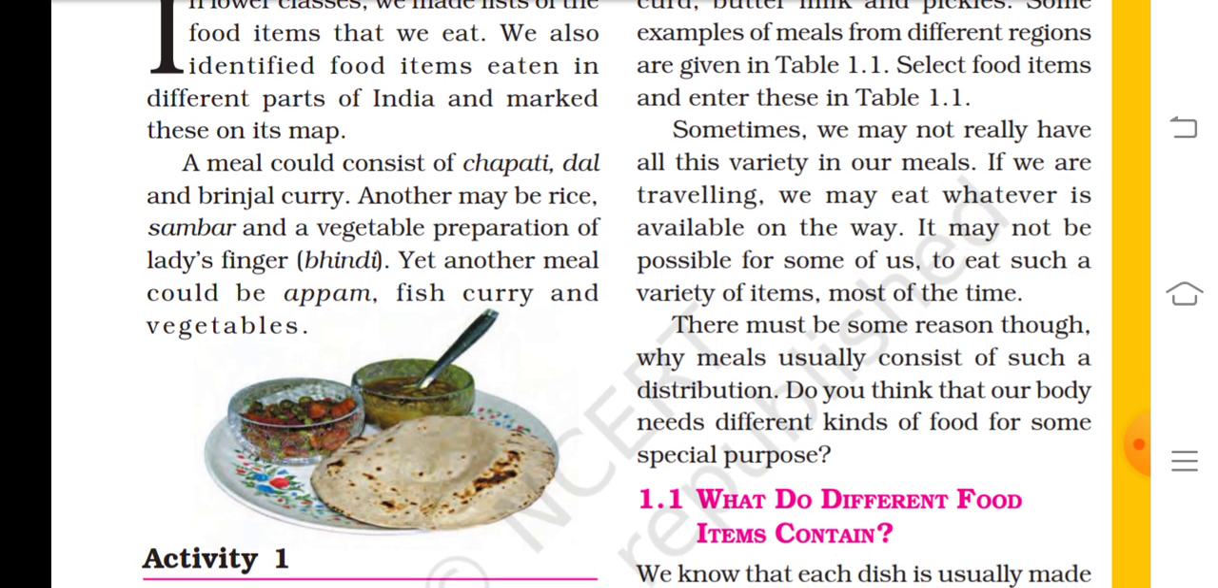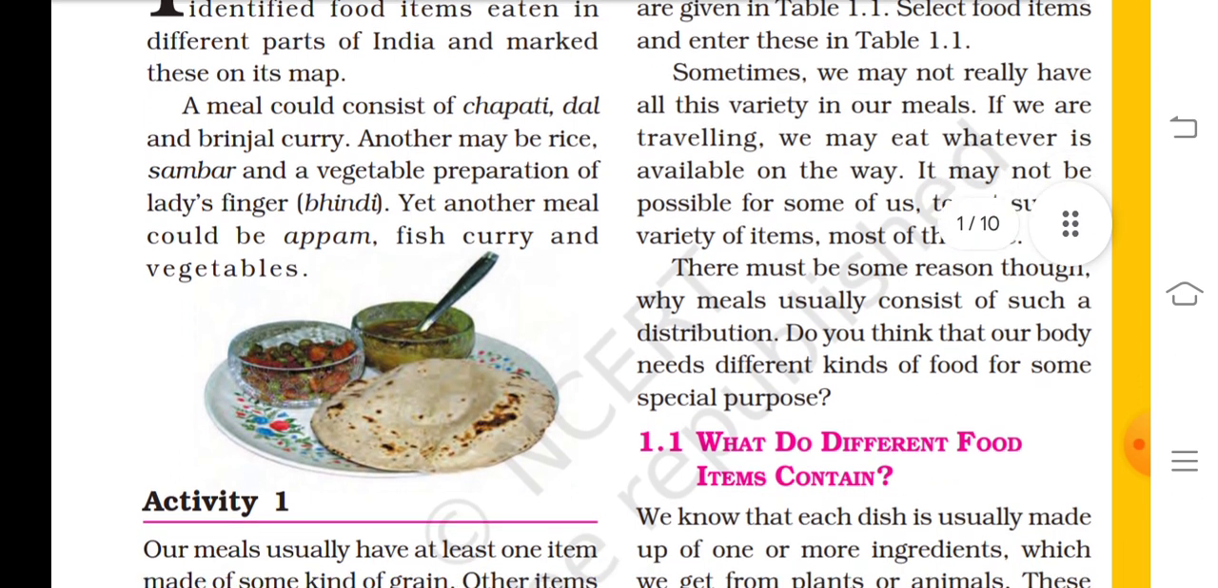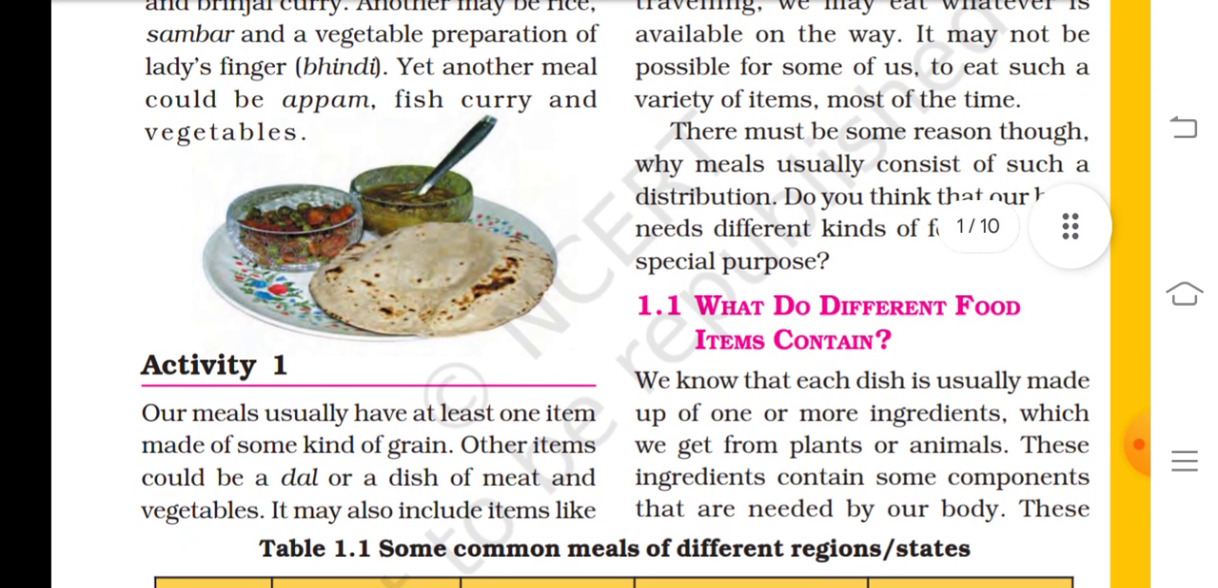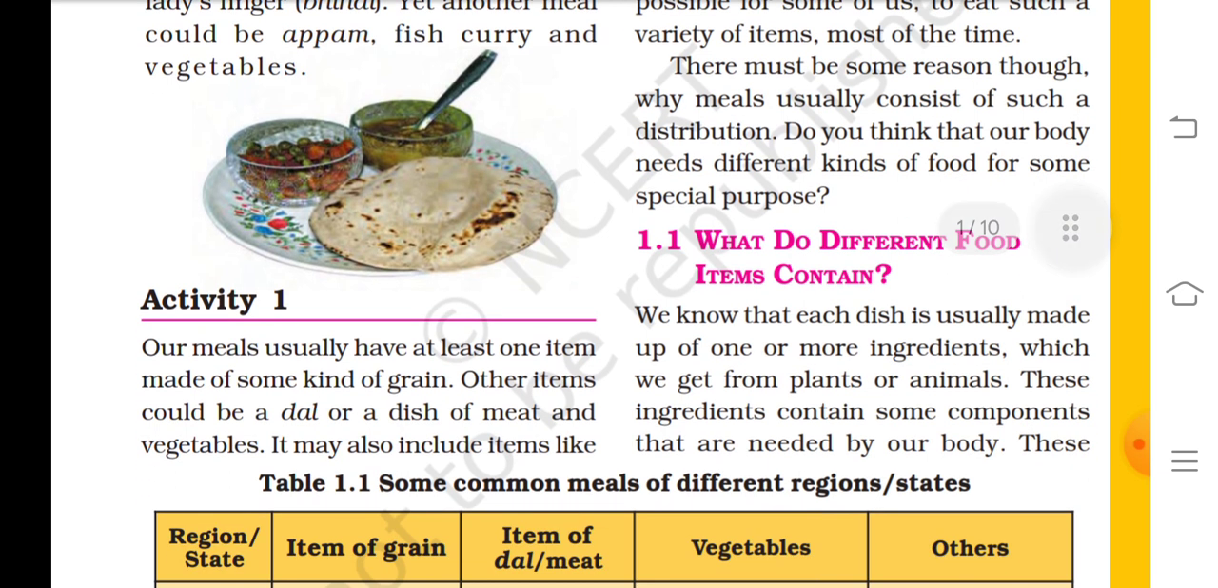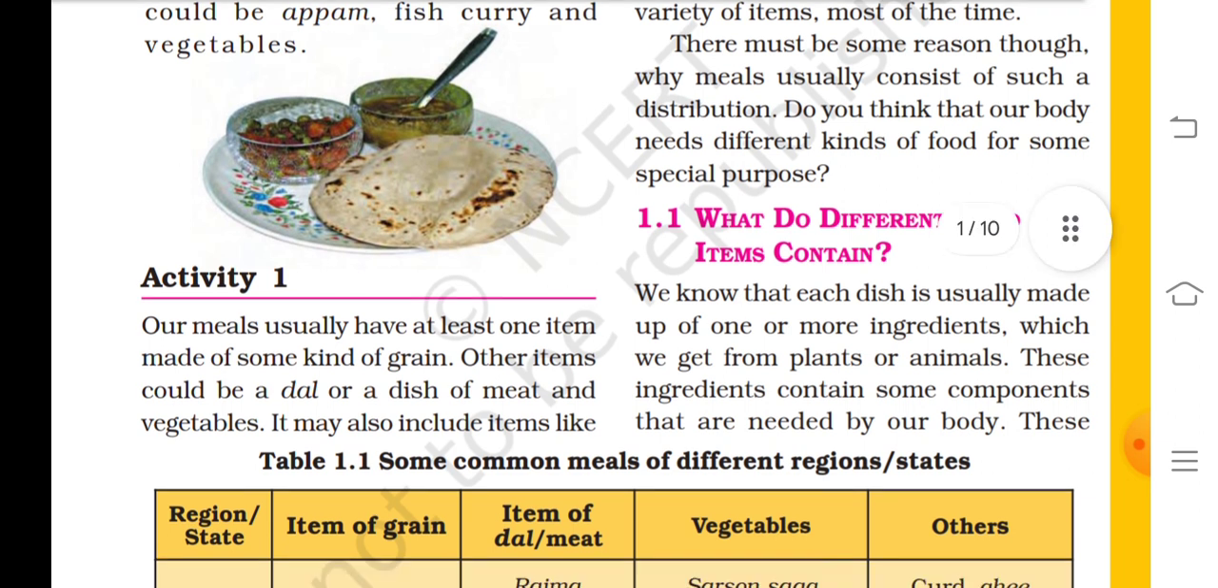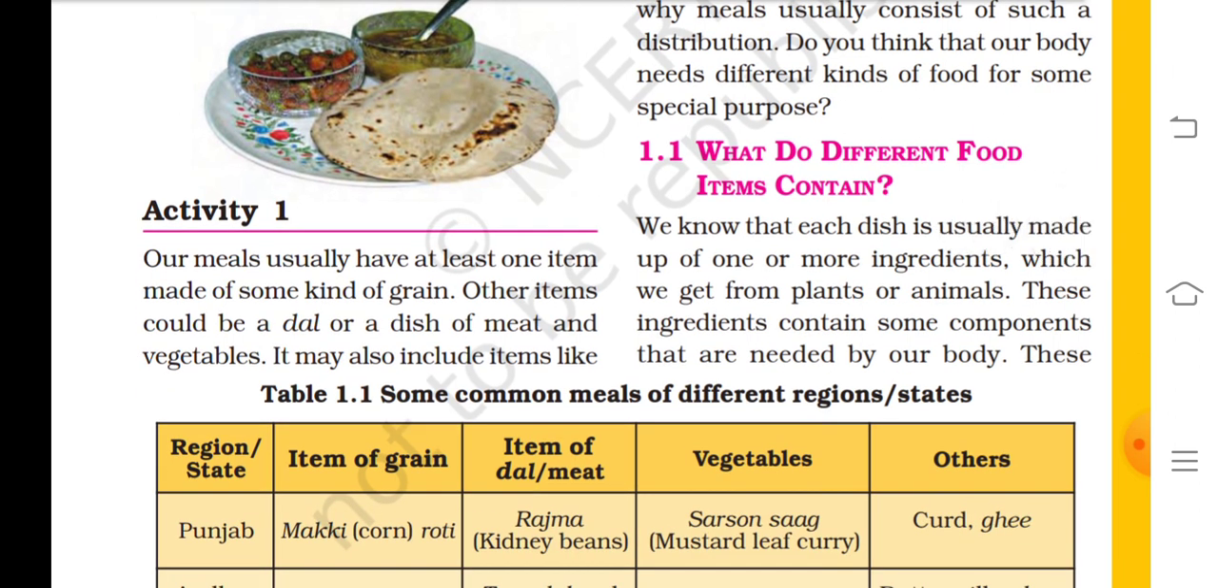Sometimes we may not really have all this variety in our meals. If we are traveling, we may eat whatever is available on the way. It may not be possible for some of us to eat such a variety of items much of the time. There must be some reason though why meals usually consist of such a distribution. Do you think that our body needs different kinds of food for some special purpose?